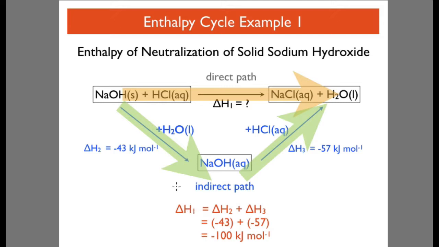And so delta H1 is going to equal minus 43 kilojoules per mole plus minus 57 kilojoules per mole to give us minus 100 kilojoules per mole. So we've calculated the enthalpy change of this here using known enthalpy changes of these two other reactions.